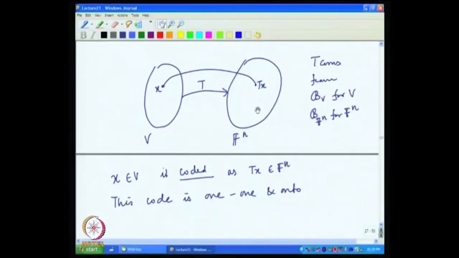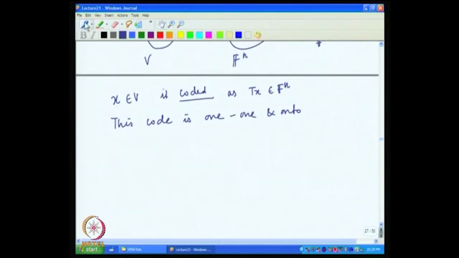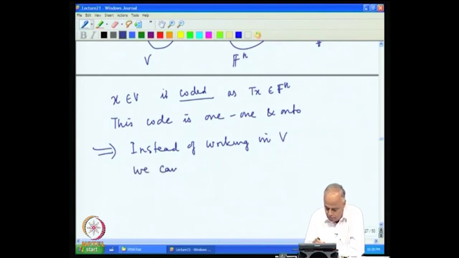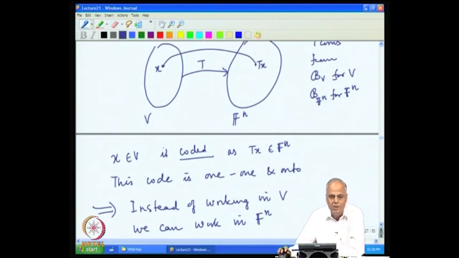This means, instead of working in V, we could as well work in F^n. That boils down to saying, all this means that instead of working in V, we can work in F^n. And once we have worked in F^n, we have got our answers in F^n. Whatever problem is in V, it can be translated to a problem in F^n, and once we have solved the problem in F^n, the correct answer can be translated back to the language of V.